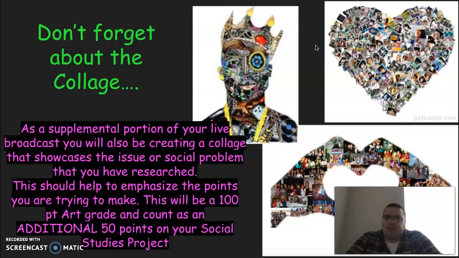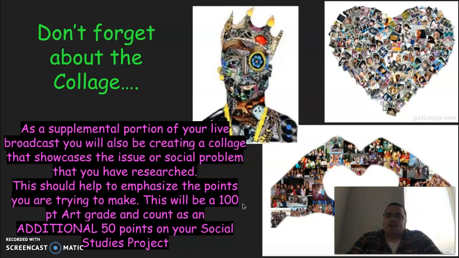However, don't forget about the collage. So the collage is going to be a 100-point art grade. Miss Macherio is doing a 100-point art grade for that. I'm taking an average 50 points from that. So let's say you get 100. I'm going to give you 50 additional points, so that's 100.